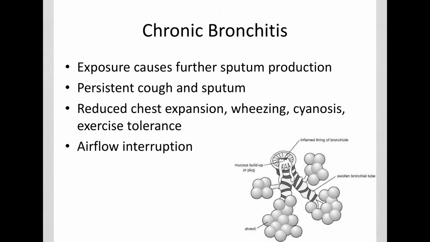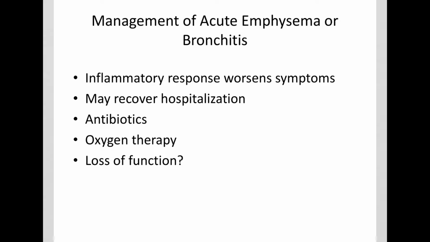And I always like this slide because it points out the fact that we have secretions coming out of the lungs in chronic bronchitis. And what it does, it creates a very opportune environment for infection to take place, leading to further damage.